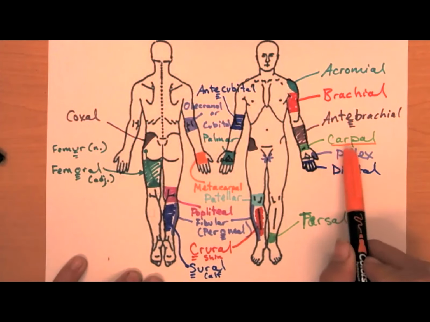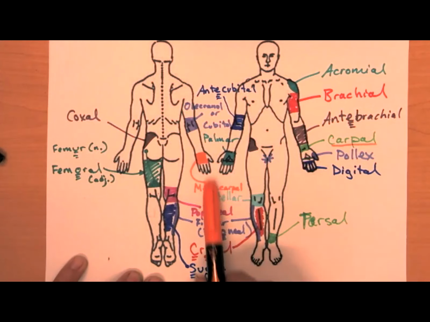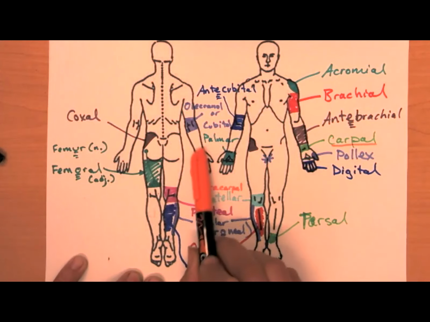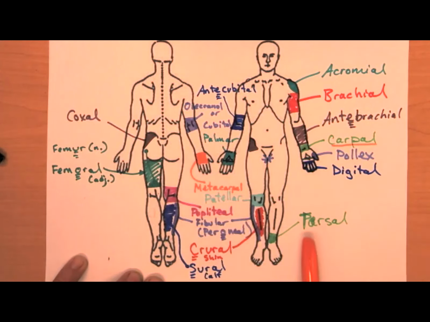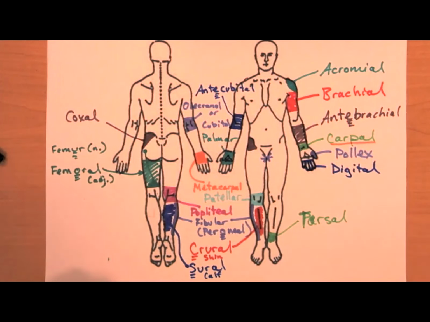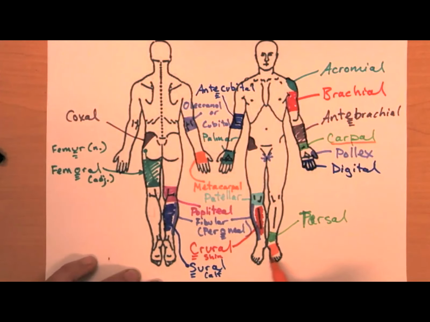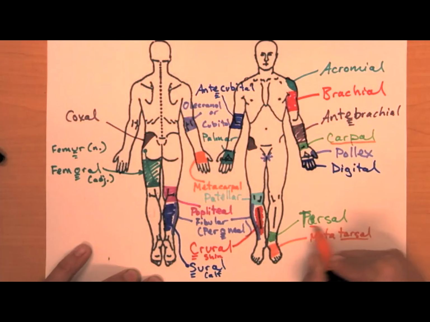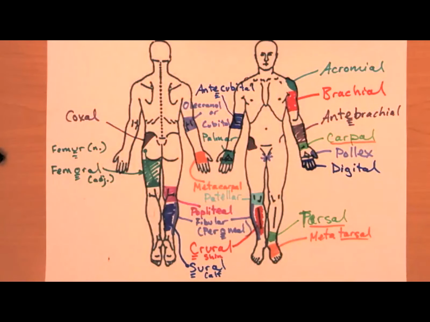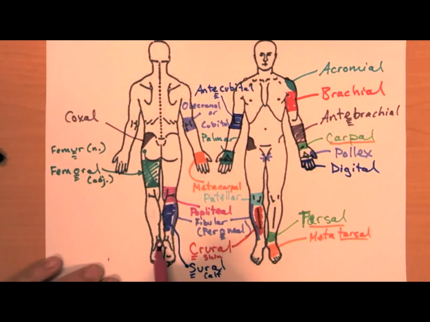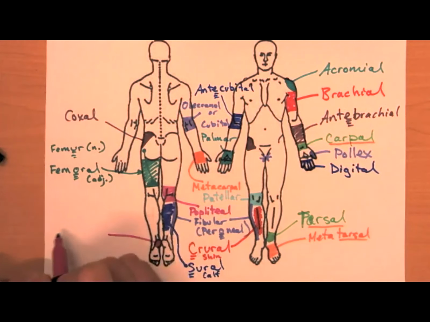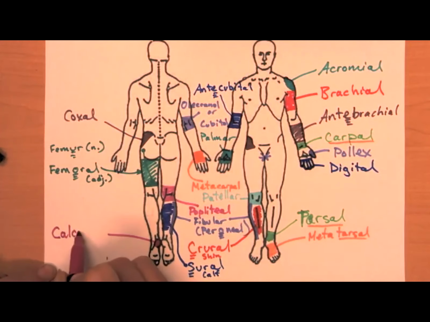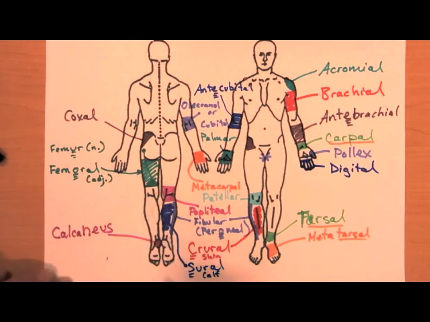Just like up here, carpal is the joint, metacarpal is part of the hand itself. Here, tarsal is the joint, it's the ankle, and the superior part of the foot is metatarsal. The heel, named after the heel bone, calcaneus.